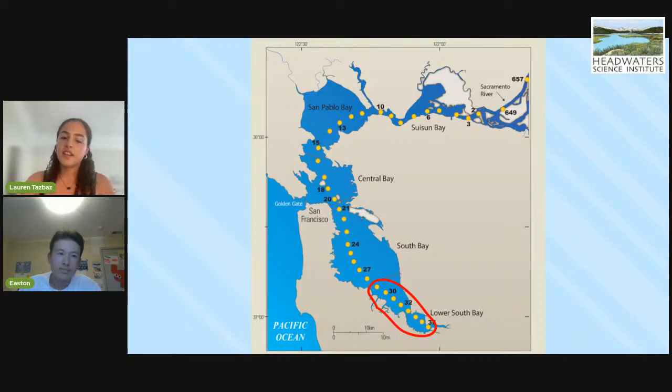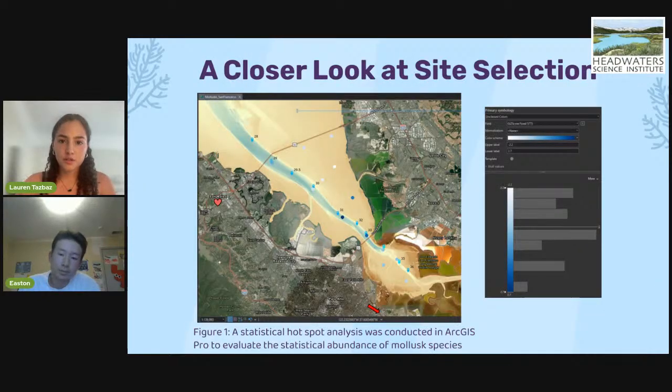So this map displays our study area. The red circle is where we conducted our research in the lower South Bay region. These yellow dots are water quality stations that we utilized in our data, and we focused on water quality stations 29 to 36. This is a closer look at that area. The blue pinpoints represent the water quality stations. That blue stream in the middle represents mollusk abundance. As you can see, the abundance of mollusks decreases as the bay gets more narrow and closer to urban and industrialized areas. If you look on the map, you can see a little heart and an arrow. The heart represents where I live, and the arrow points down to where Easton lives. This represents how this study and research impacts our lives, as it really is happening in our own backyards.